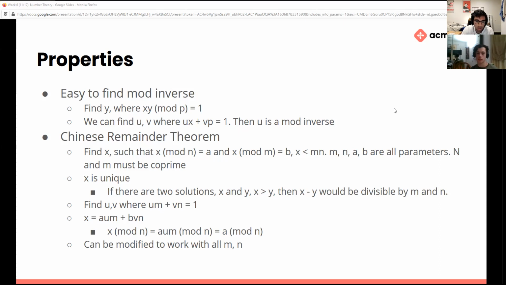The way we know that there is a unique solution is that if we have two solutions, then the difference of them would have to be divisible by both m and n. But that's not possible, since we restrict that the solution has to be less than mn, and m and n are co-prime. Hopefully that makes sense. Maybe I'll explain it one more time. So we're given two numbers, m and n, right? Those must be co-prime.